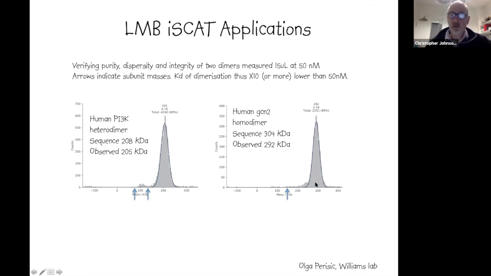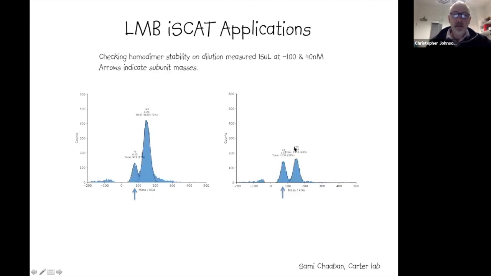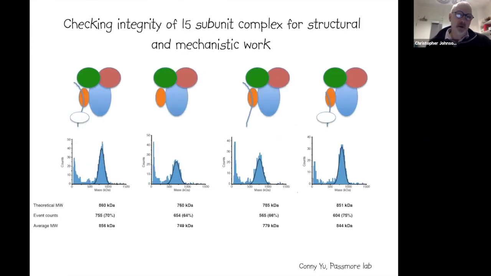And here's another example where we're looking at a homodimer. Here we're looking at stability of a homodimer. In this case, at the concentrations measured, we start to see the dimer dissociate into subunits. So here is the subunit mass. At higher concentrations of 100 nanomolar, we have a lot more of the dimer than the monomer. And then as we reduce the concentration to 40 nanomolar, we can start to see roughly equal amounts of monomer and dimer.